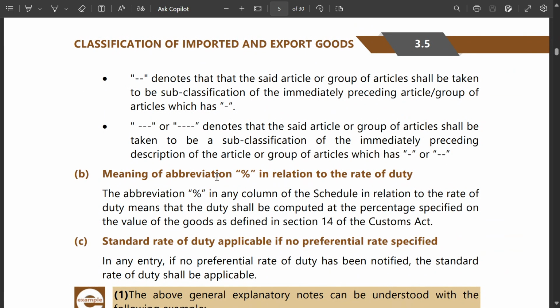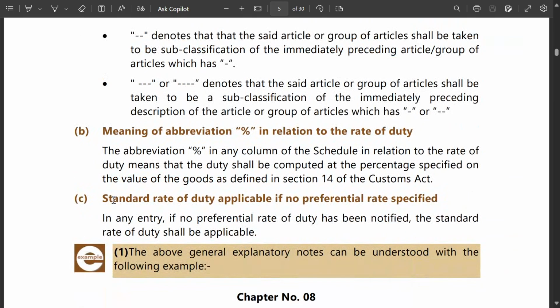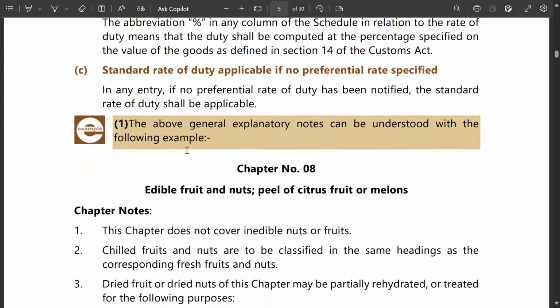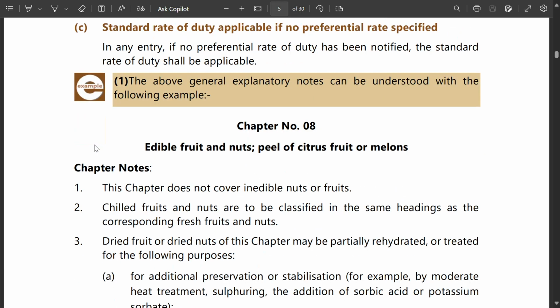Meaning of the abbreviation percentage in the rate of duty: the abbreviation of percentage in the column of the schedule relating to the rate of duty means that duty shall be computed as a percentage of the value of goods as defined under Section 14 of the Customs Act. Standard rate of duty applies if no preferential rate is applicable. If in any entry no preferential rate of duty has been notified, the standard rate of duty applies. The above general explanatory note can be understood with the following example.